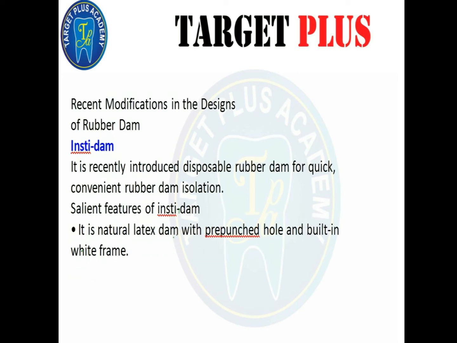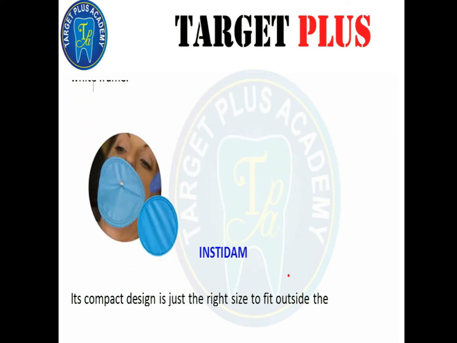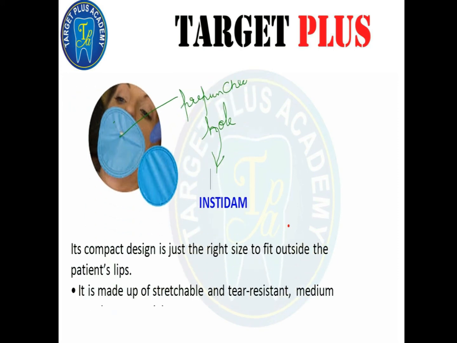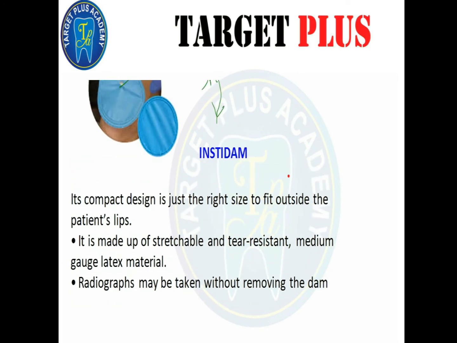Recent modifications in the design of the rubber dam. The first is the Insti dam. It is a recently introduced disposable rubber dam for quick, convenient rubber dam isolation. It is a natural latex dam with a pre-punched hole. So you can clearly see this pre-punched hole. This is Insti dam. So if you get an image-based picture asking which rubber dam this is, it is Insti dam. An important feature of this is that a radiograph may be taken without removing the dam.